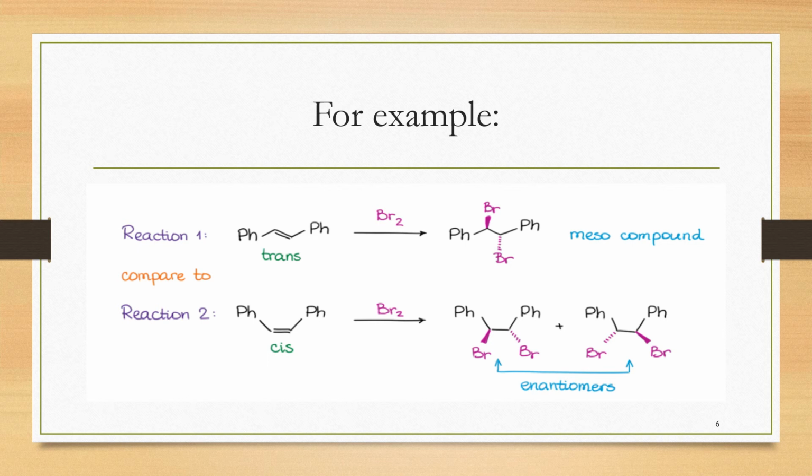Likewise, the cis alkene gives a pair of enantiomers. Due to the stereospecificity of the halogenation reaction mechanism, which is anti-addition, the trans alkene will never give you a pair of enantiomers, while the cis alkene gives you a pair of enantiomers. So the reaction is stereospecific: the starting materials are diastereomeric, and the products will also be diastereomers.